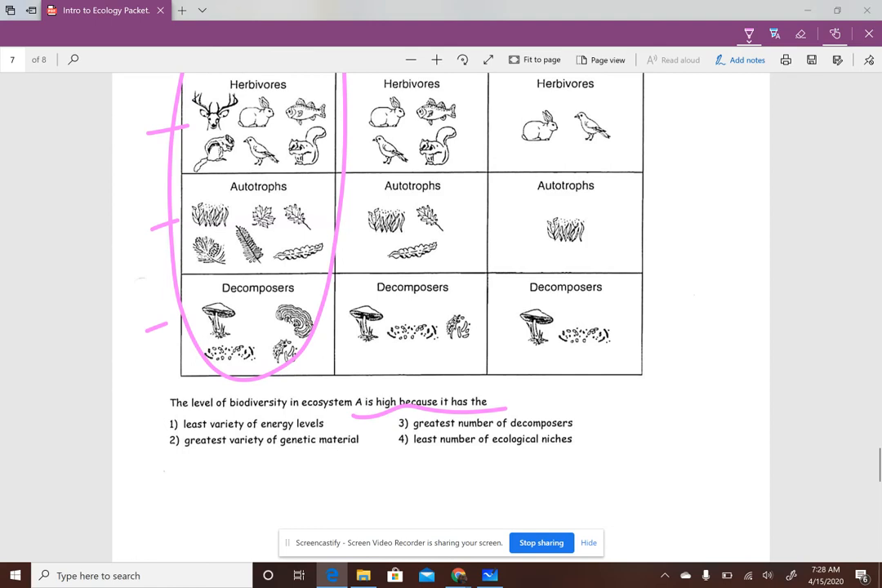So number 1, the least variety of energy levels, they're all 4 energy levels. So that's not going to change. The greatest variety of genetic material. If you have the most organisms, you have the most genetic material. You can't say 3, the greatest number of decomposers, because if you look here and here, there's the same amount of decomposers. And actually, that doesn't even have anything to deal with the total biodiversity. And then 4, the least number of ecological niches, that would make sense if it has the most organisms.